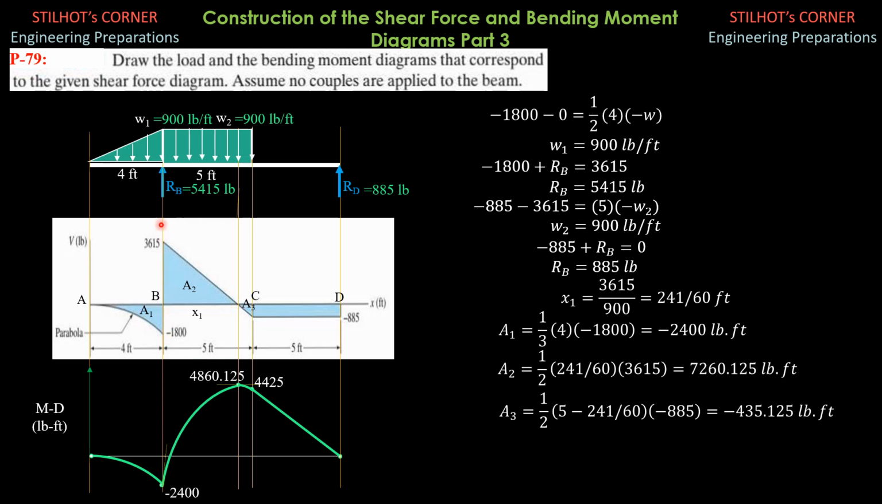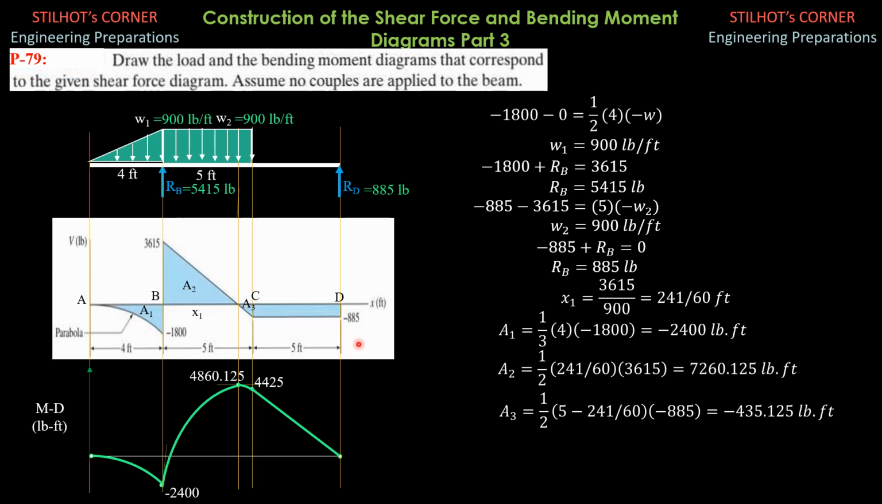Then at B, there is an abrupt change in shear, negative 1,800 plus definitely there is an upward force here. RB should be equal to 3615. So negative 1,800 plus RB equals 3615. Therefore RB is 5415 pounds as indicated here. Or another way, just to the right, 3615 minus quantity negative 1,800 equals RB. So RB is 5415 pounds upward.